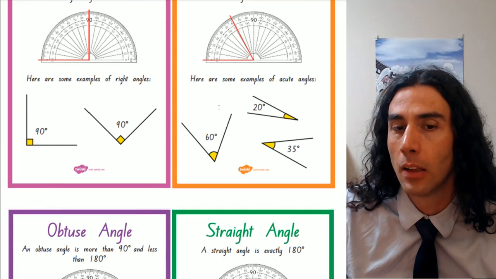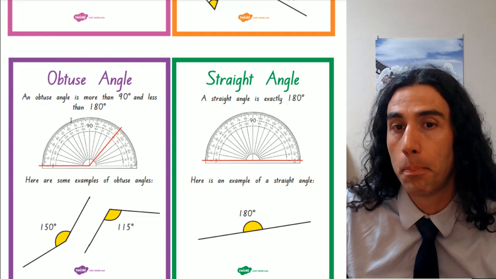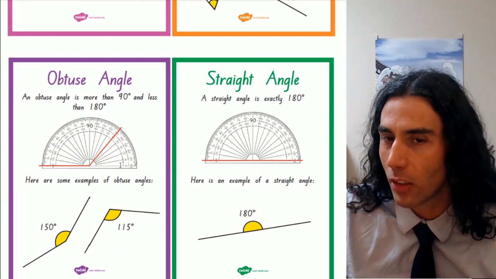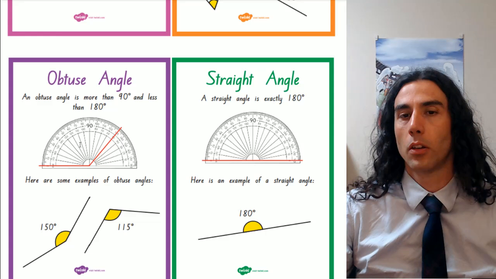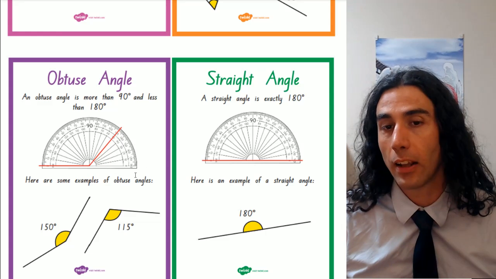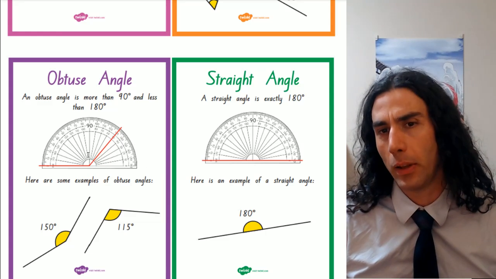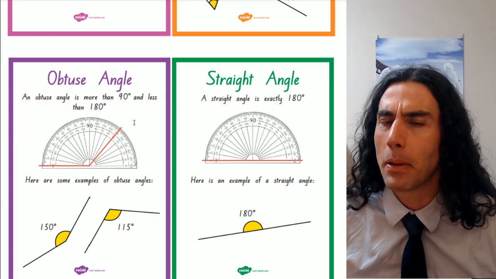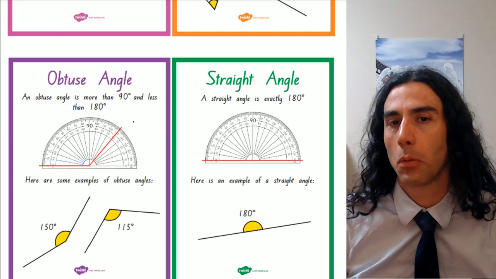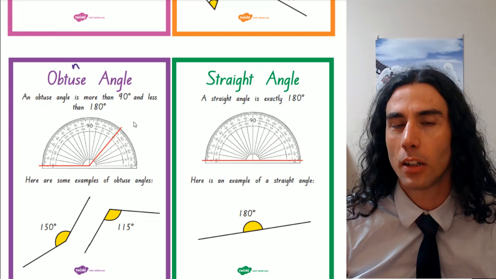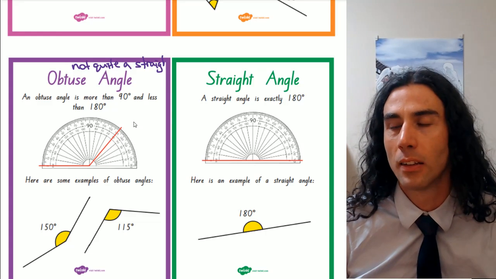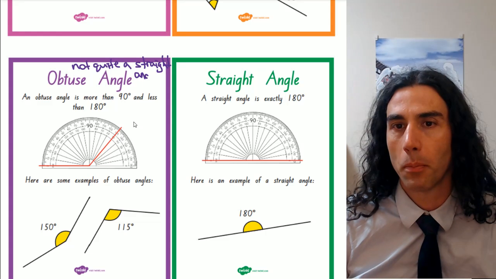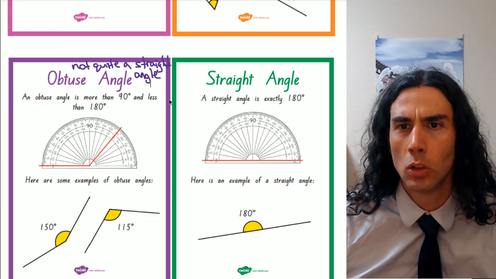Obtuse angle, bigger than 90 degrees, but less than 180. So it goes from, we'll go here. That's 90 degrees. That's 180, a straight angle, fully flat. It's in between the two. So it's maybe not quite a straight angle. That's a way to think about it. It's not quite a straight angle, but it's almost there. Straight angle. Hard to see purple on purple there, so let's change that color to red.